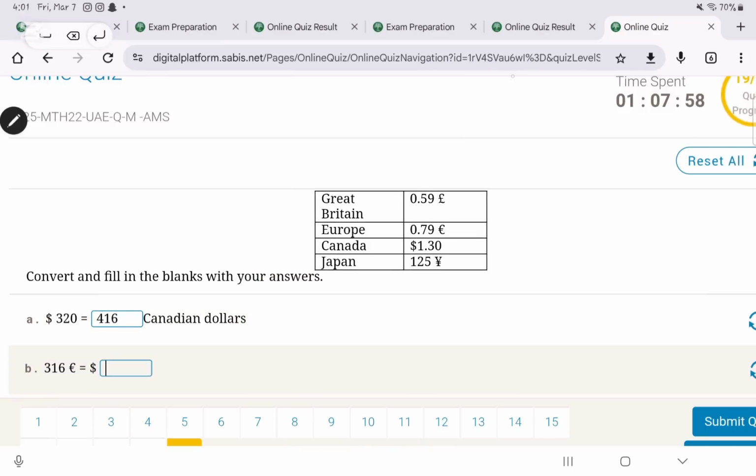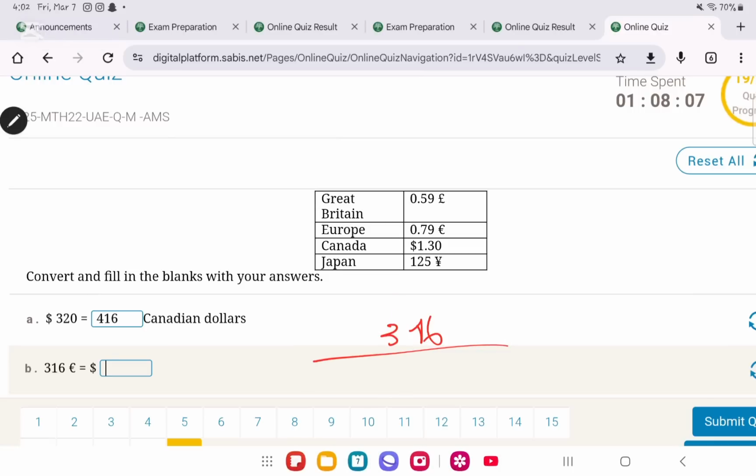Now, when you are changing from a different currency to dollars, you are going to be dividing. So 316 euros, you divide it by the value of euros in dollars, so divided by 0.79, it is going to be equal to $400.